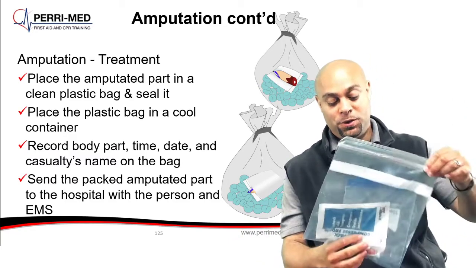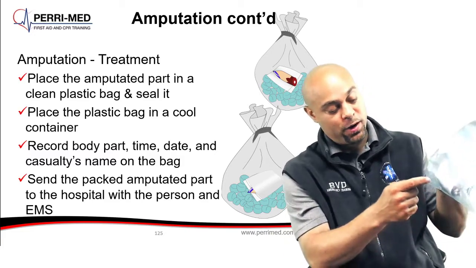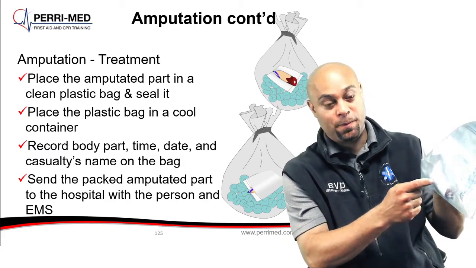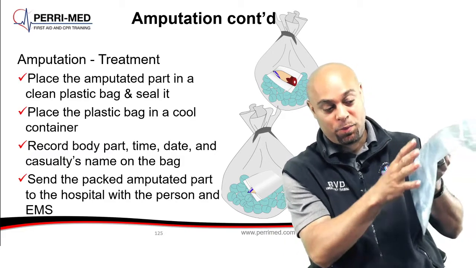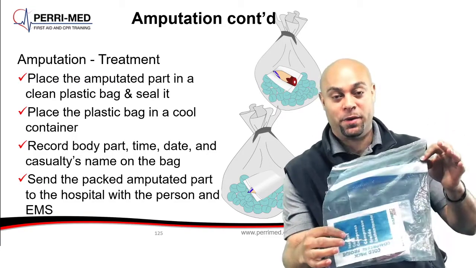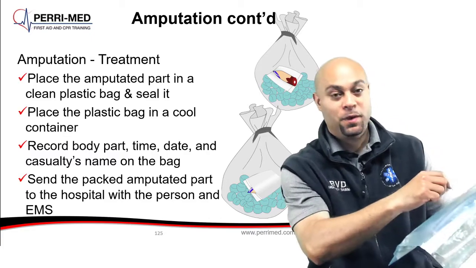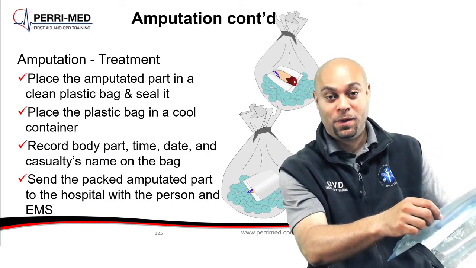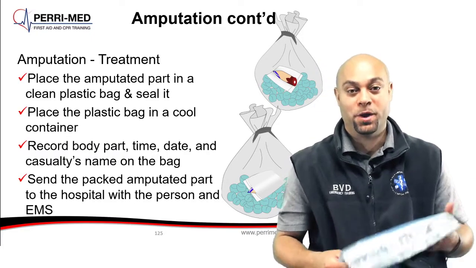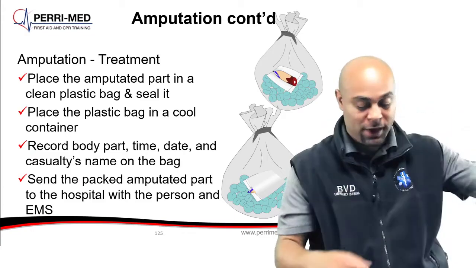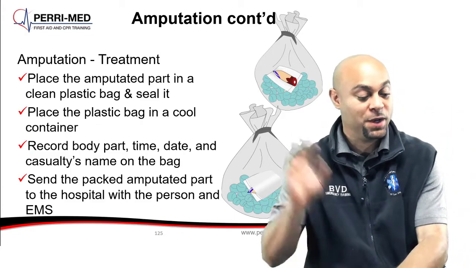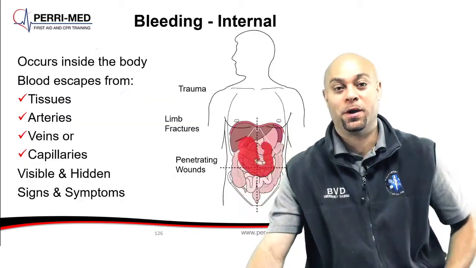So we're going to wrap the finger in a moist dressing, put it in a small bag, then put that bag on ice inside of another bag. Okay, that's how we're going to care for it. We're going to label the name, the date, the time that it was amputated, and what body part. Okay, that's how we're going to care for an amputation. So anything that's chopped off, that's how we're going to care for it.